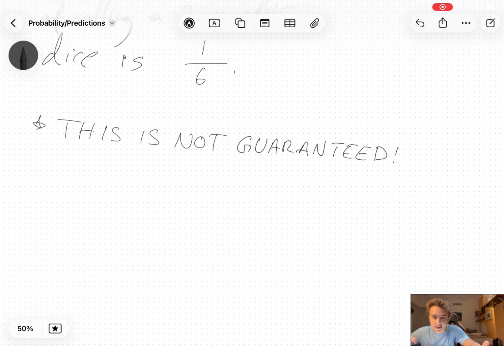Another simpler, clearer example is flipping a coin. There's a 50-50 chance of getting heads or tails, but if you flip it twice, you could, for example, get 2 heads in a row and not get tails a single time.